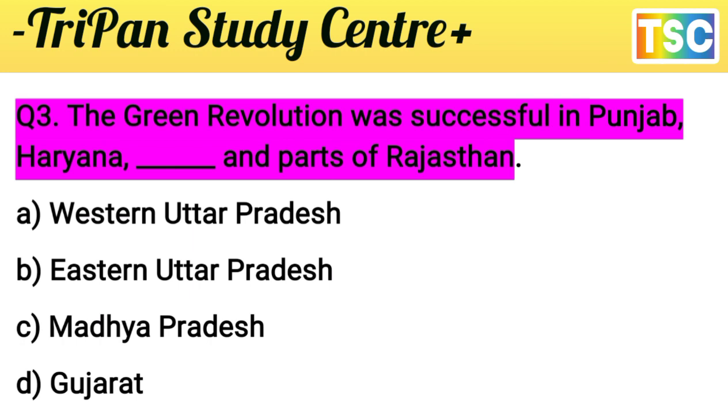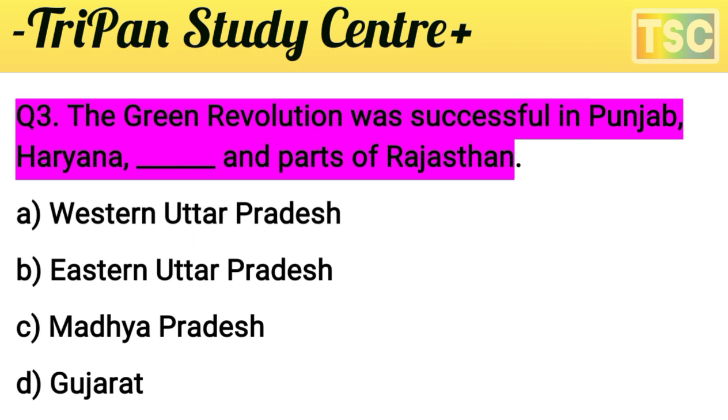The next question arrives here. The Green Revolution was successful in Punjab, Haryana and dash and part of Rajasthan. This is a fill in the blanks question. The options are: A Western Uttar Pradesh, B Eastern Uttar Pradesh, C Madhya Pradesh, D Gujarat. The examiner has given a clue here. A and B are western and eastern Uttar Pradesh, which means the answer is one of these two.